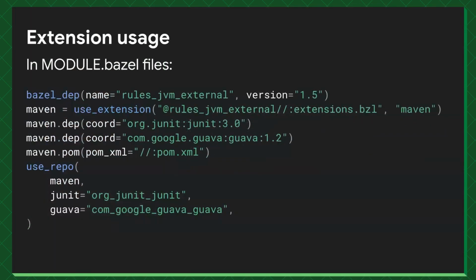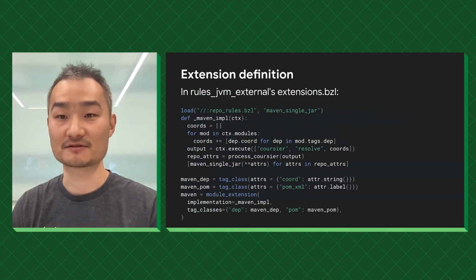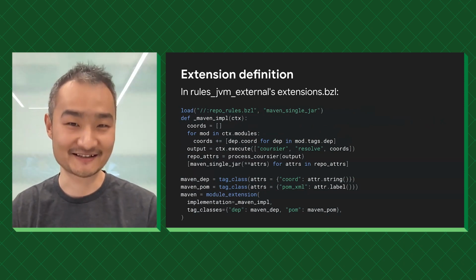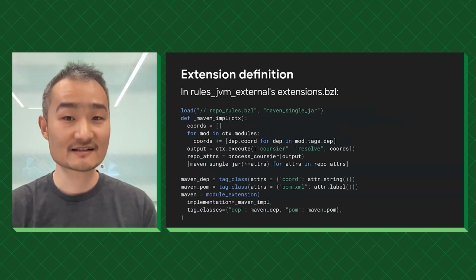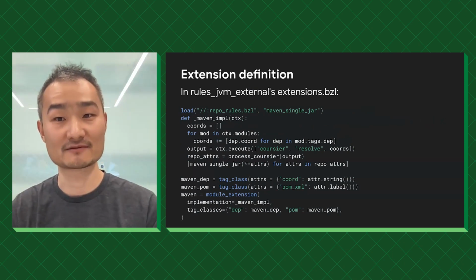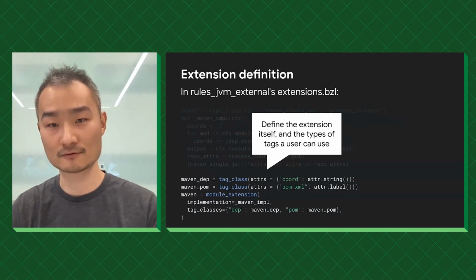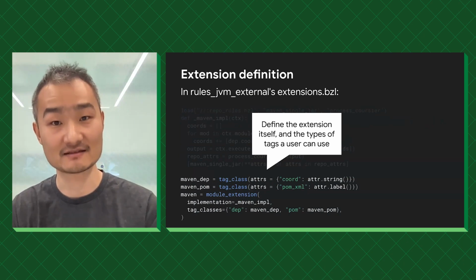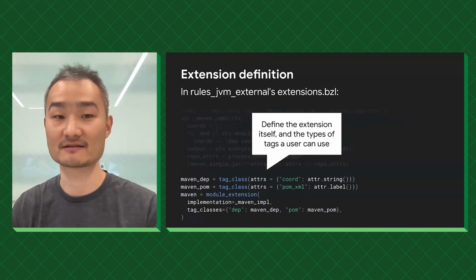Here's the full picture for extension usage again. And now let's look at an example of the definition of a module extension. The picture is a bit more complicated here, but bear with me as I break it down. Extensions are defined pretty much how you would expect rules or repo rules to be defined. The slight difference is that a rule can have a few attributes, but an extension can have a few tag classes, each of which has a few attributes. And of course, there's the implementation function too.